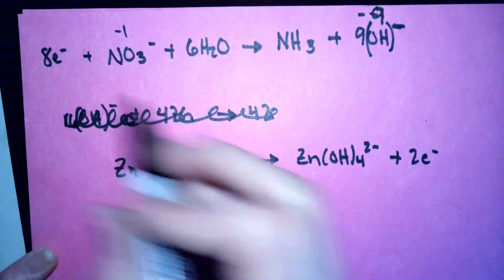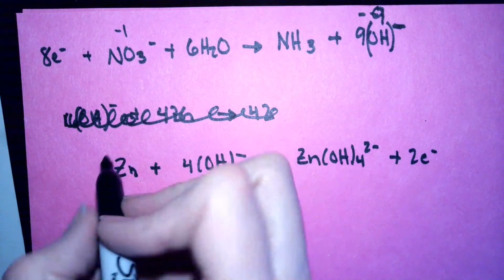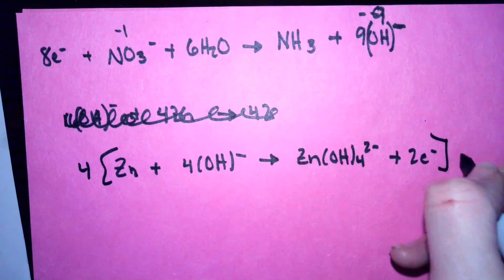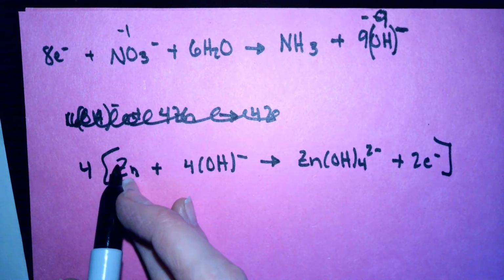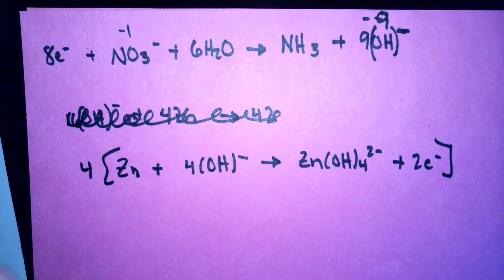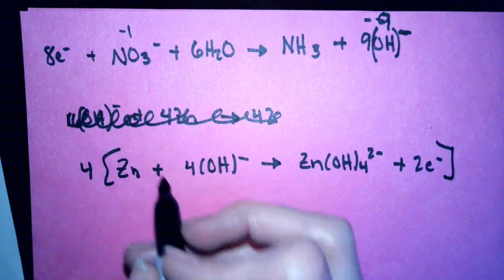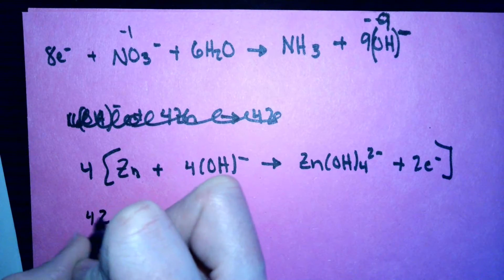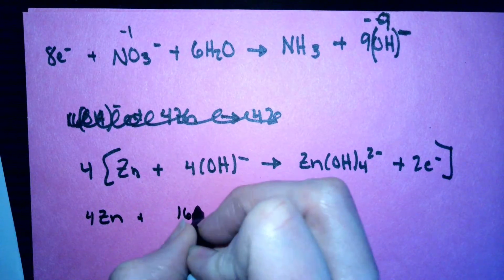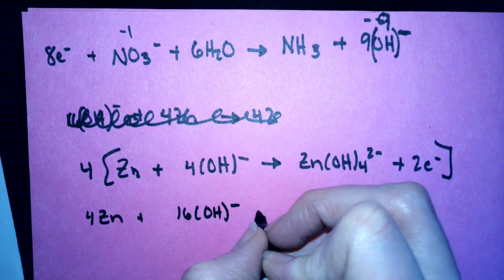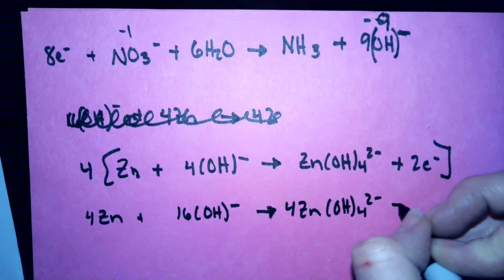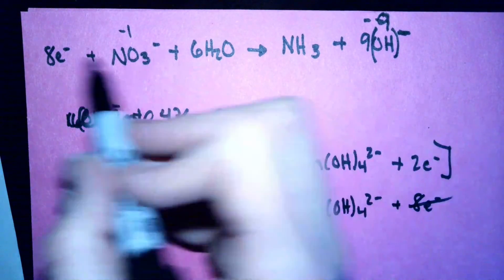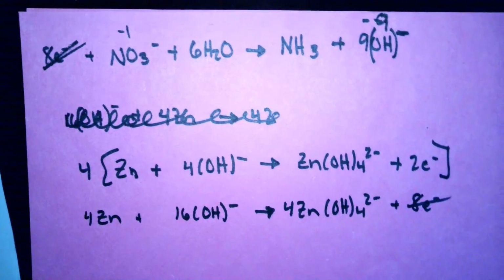Alright, so I have 8 electrons up there and 2 down here, so I'm going to have to multiply this entire thing times 4 so that this gets to 8 and crosses off. If you ever get to the point where you've got electrons on both sides, that's not the case, because if it was oxidized, one side should have released and one should have received, and it's the opposite on the other one. Alright, so we get 4 zinc, and 8 times 8 is 16 OH, each with a negative charge. 4 zinc OH, 2 minus, plus 8 electrons. Now my electrons will cross off, which is the goal of that entire process.